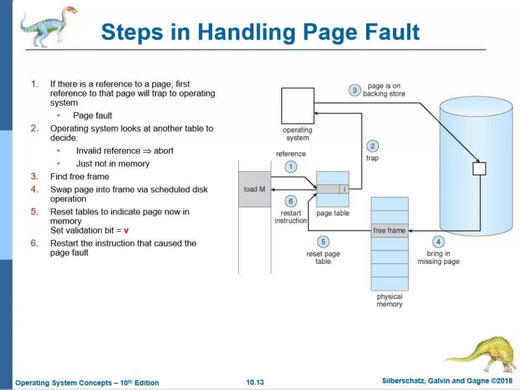Fifth, when the I/O operation is complete, the process page table is updated with the new frame number, and the invalid bit is changed to indicate that this is now a valid page reference. Sixth, the instruction that caused the page fault must now be restarted from the beginning as soon as this process gets another turn on the CPU.